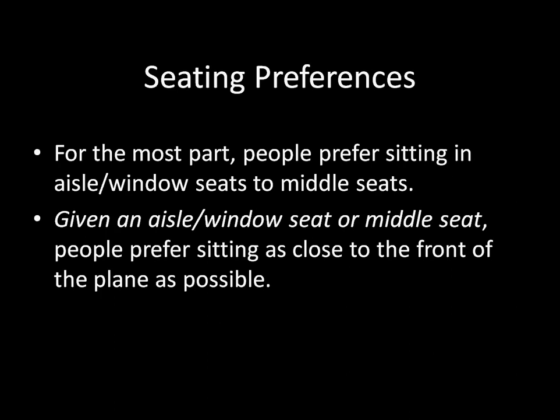And for the most part, people prefer sitting in an aisle or window seat to sitting in a middle seat. And given that that person is sitting in an aisle or a window seat over a middle seat, then that person is also going to want to sit as close to the front of the plane as possible.